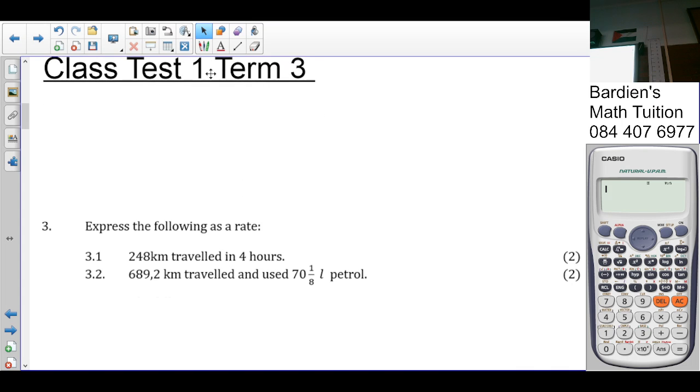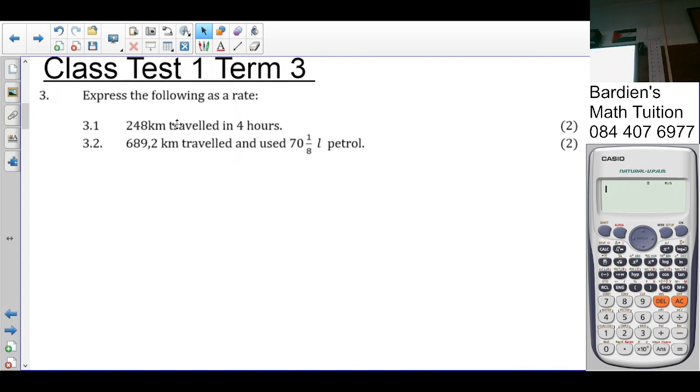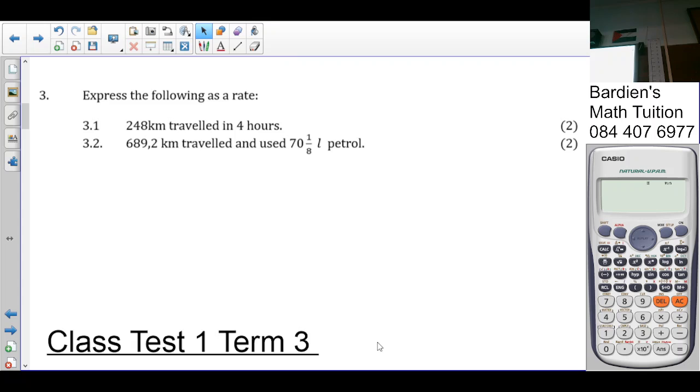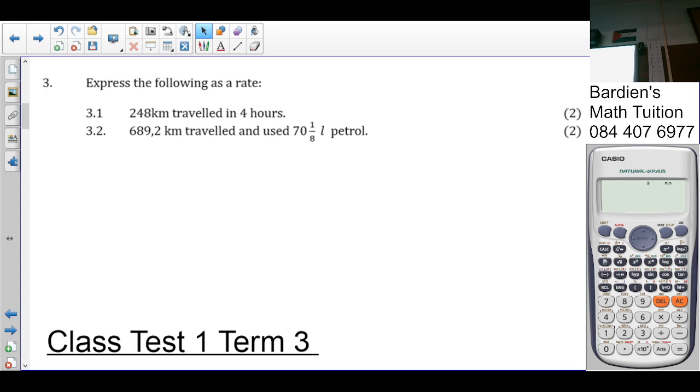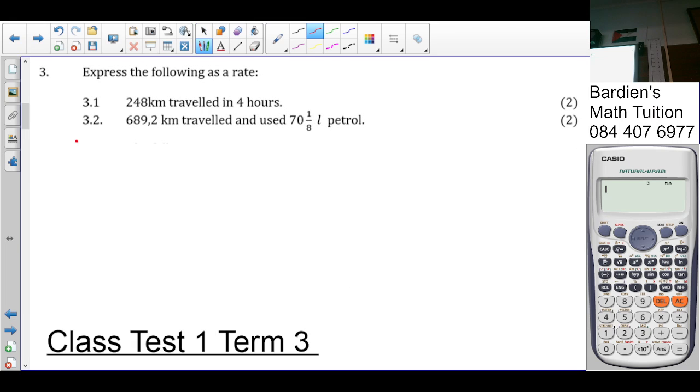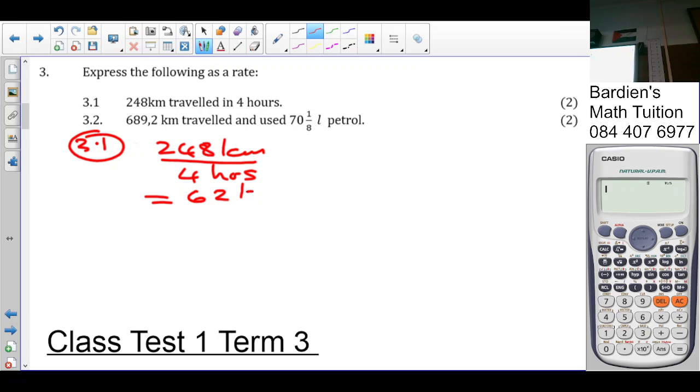Number 2, 3. Express the following as a rate. Okay. So 248 kilometers divided by 4 hours. So that goes into 62 kilometers per hour. Okay. The 1 mark for 62 and 1 mark for kilometers per hour. The rate itself, okay, the SI unit, the measurement.